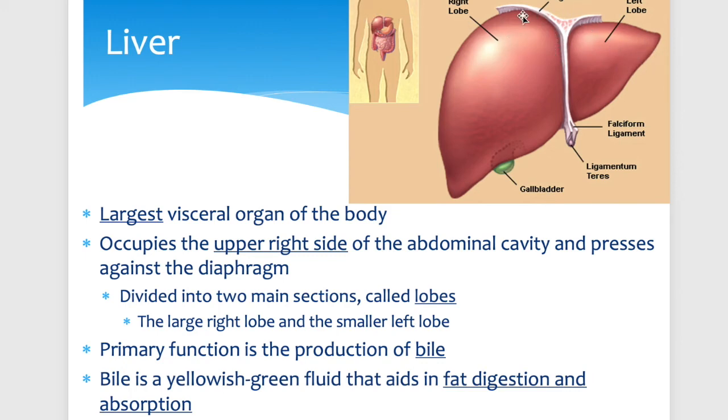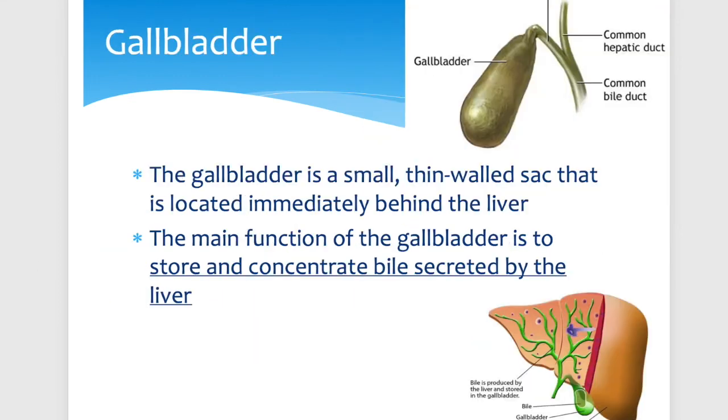It is divided into two main sections. You can see those here, the right lobe, which is larger, and then the left lobe. The primary function as far as digestion for the liver is to produce something called bile. Bile is like a yellowish green fluid that helps you to digest and absorb fat in the food that we're eating. You can also see here the gallbladder, which is associated with the liver. Its function is to basically store and concentrate bile that the liver produces. You can live without your gallbladder. Doctors are able to remove it, and you're able to live just fine. The liver just needs to work to concentrate the bile then, instead of it happening in the gallbladder.